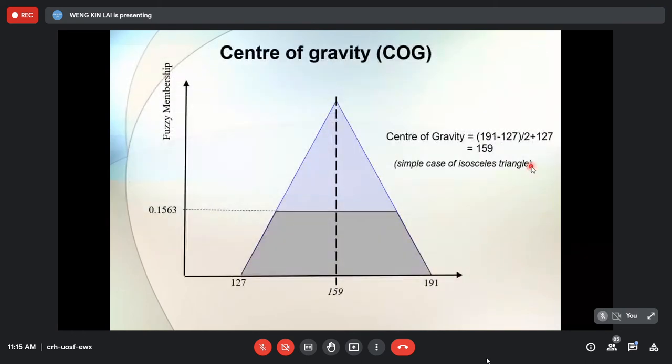Now if you look at here, in the simple case of an isosceles triangle, you can also calculate by center of gravity, if you remember the equation. Imagine this is your area, which is part of an isosceles triangle, right? You take the maximum value minus the smallest value, divided by 2, and then plus the minimum value. This is your simple case of an isosceles triangle. This is on the units of this cost, and z, in our case, and this is your positive membership, the peak being always at 1, cannot be more than 1.